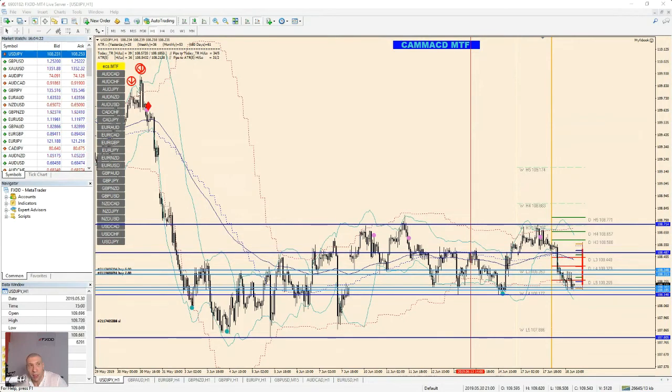108.20 to 108.30 is the POC zone. Stops should be placed exactly at 107.92, below the 108. Okay, and the final target is 108.70.